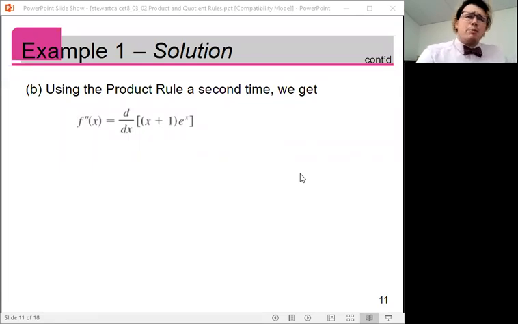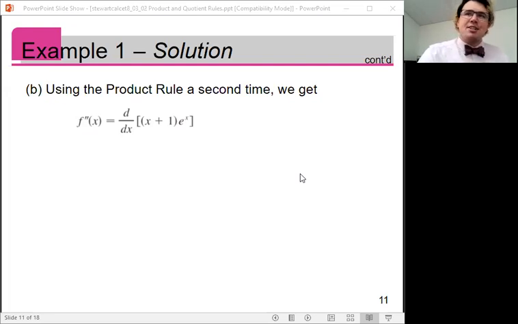Well, let's see what happens for the second derivative here. If I want to take the second derivative of the function, if I want to take the derivative of the derivative that I just calculated, that's not too bad at all. F double prime of x is going to be equal to whatever I get from applying the differential operator d on dx to the quantity x plus 1 all times e to the power x.